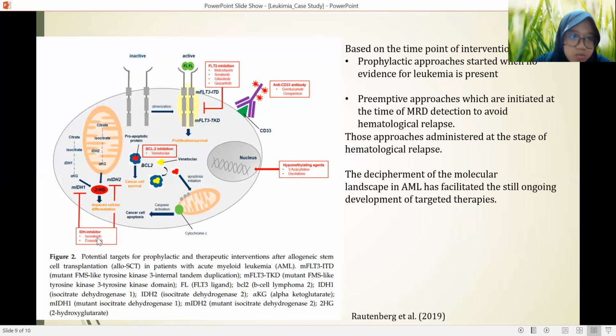Including this chemotherapy medicines, to suppress the alloreactivity, to suppress the activity of alloreactivity.